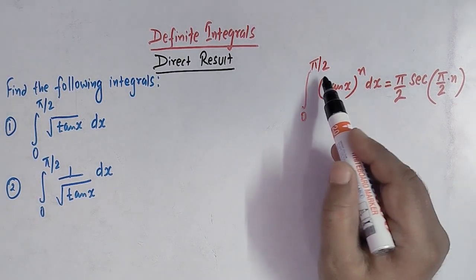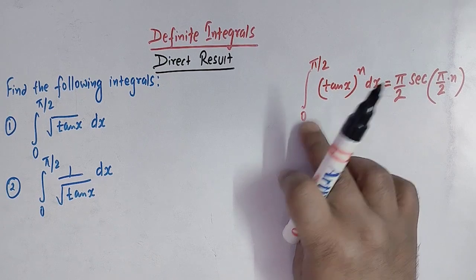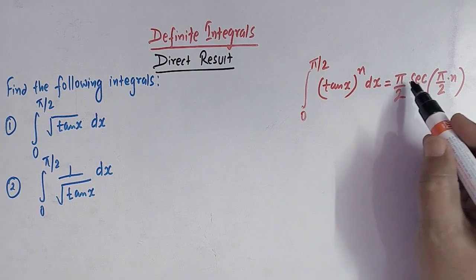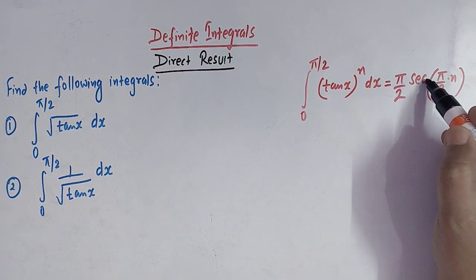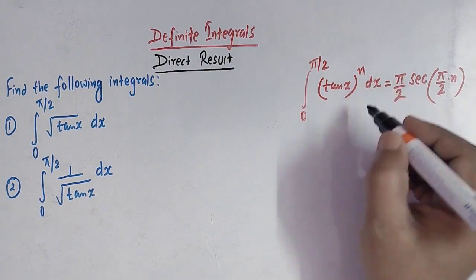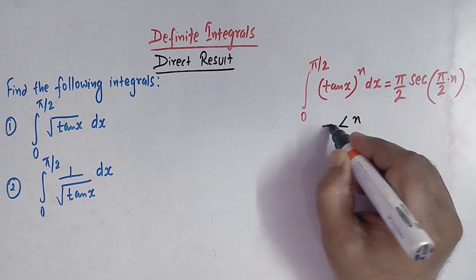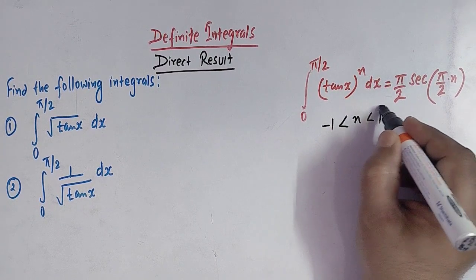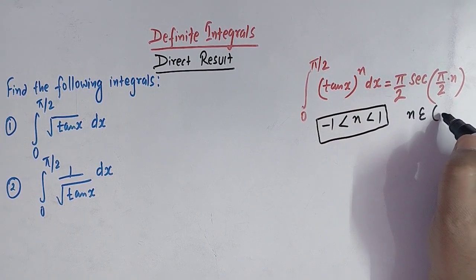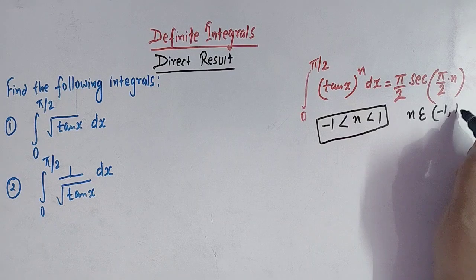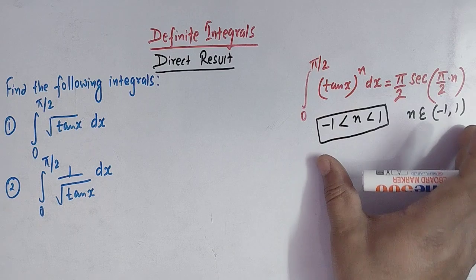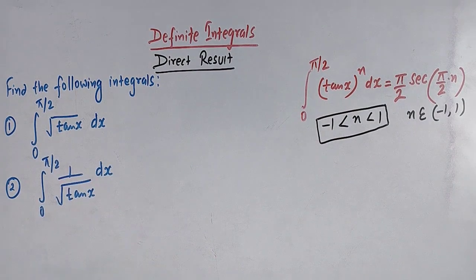So we see that if we have an integral of this type, that is 0 to pi by 2 tan x raised to n dx, then the value of this integral is pi by 2 times secant of pi by 2 times n. And remember here the value of n lies between minus 1 and 1. So this is an important condition, n belongs to the interval from minus 1 to 1. With the help of this result, we can now solve these two integrals.